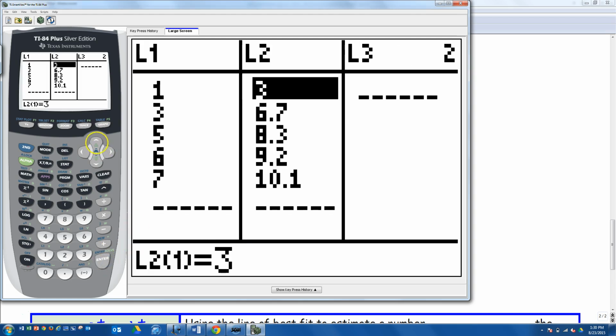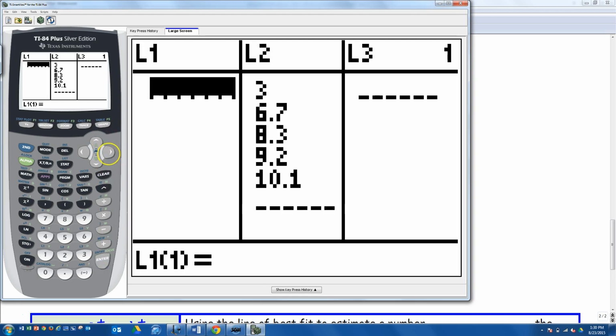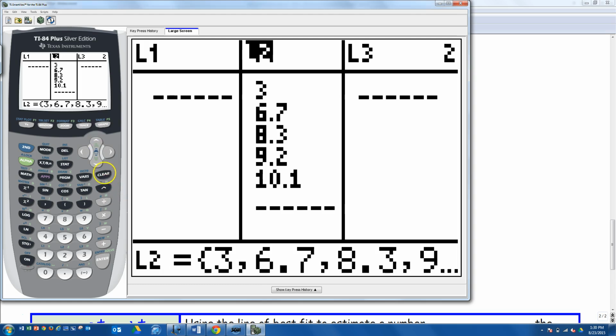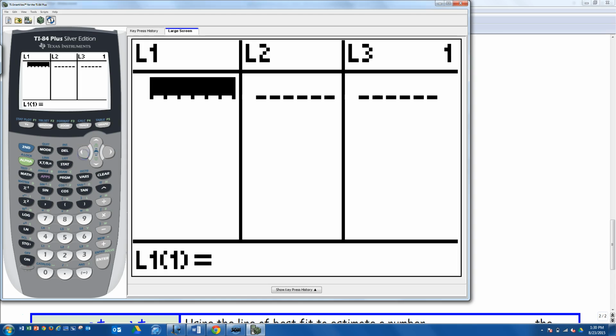And here are your lists. Now if you have stuff in your list, here's how you get rid of it. Do not use the delete key. Go up to the top where it says L1, hit clear, and then enter. Go up to the other list, L2, highlight it, clear, enter. You should have this, where you have no data in there. Now you can just enter the data.